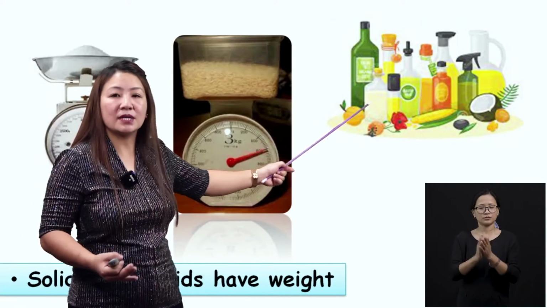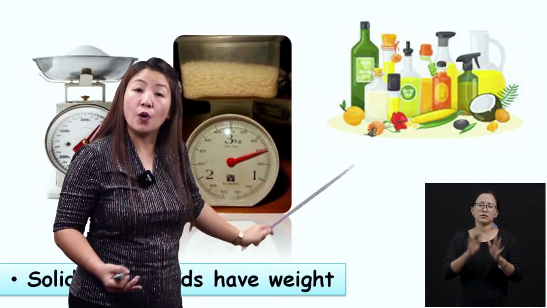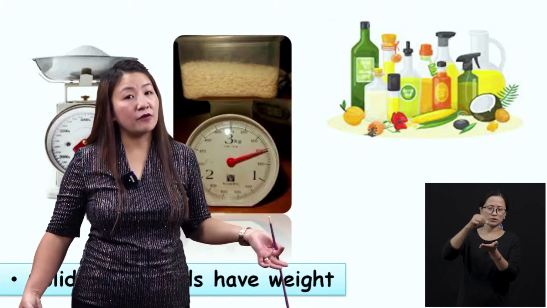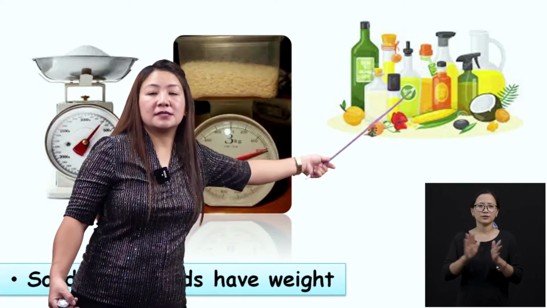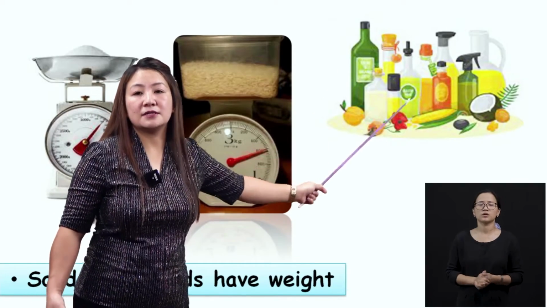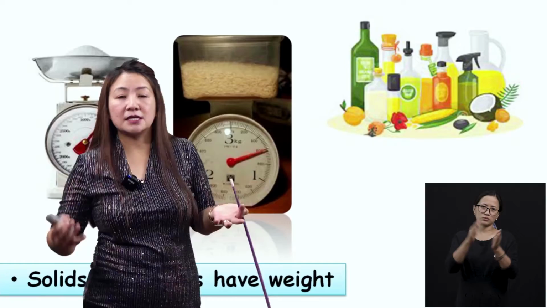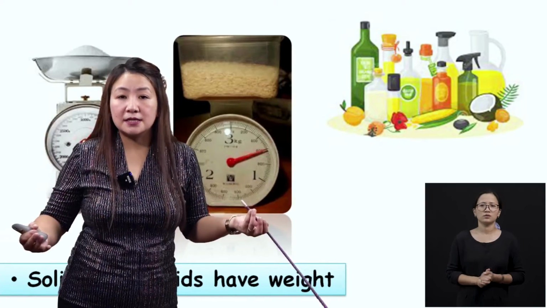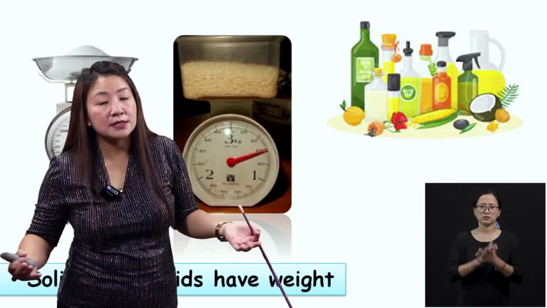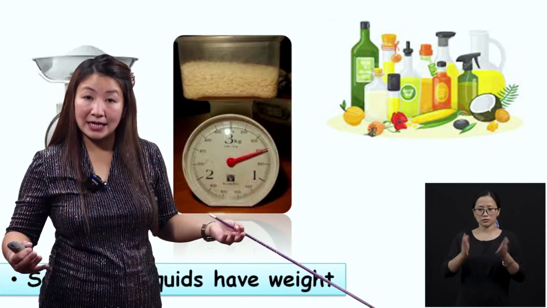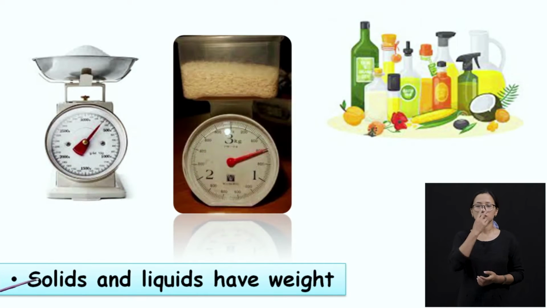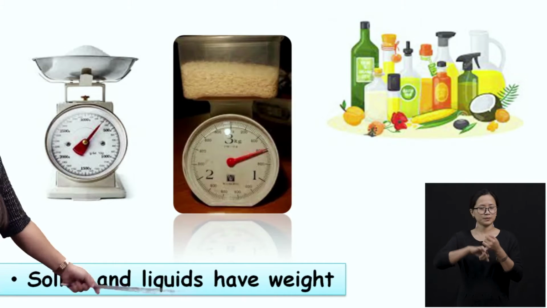And what are these bottles? These are bottles full of oils, whether mustard oil, refined oil, coconut oil, or olive oil. See the different bottles. Some will be half a liter, some will be 250 ml, some will be 2-3 liters. That means liquids also have weight, measured in liters, and these are in kilograms. So here we see that solids and liquids have weight.